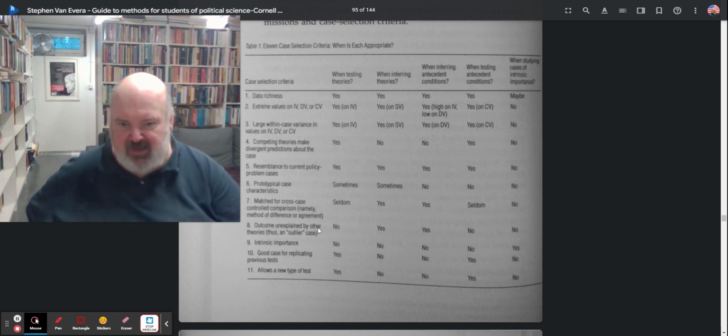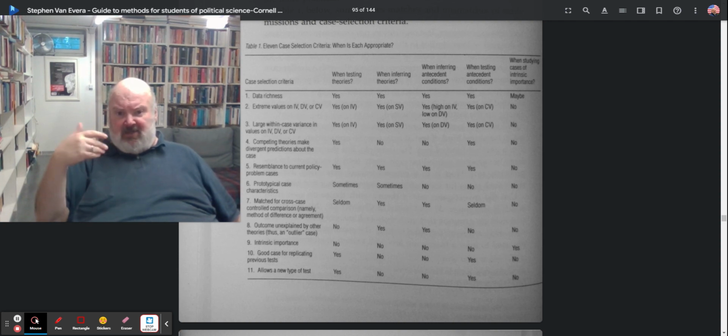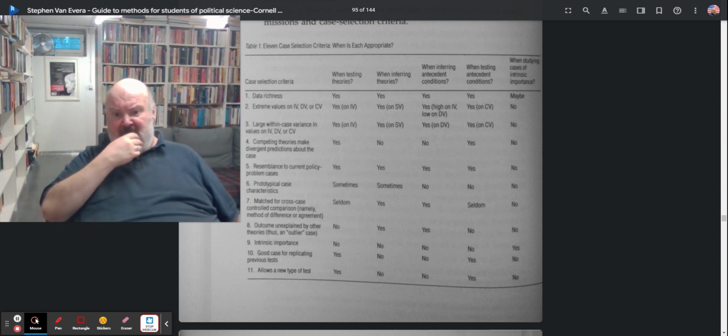Now, outcome unexplained by other theories, such as outlier cases. Well, for testing theories and testing antecedent conditions, no. These are not used for these two things. They're only good when you want to infer new theories or infer antecedent conditions. So outliers are only good if you're trying to find, not test the theory, but rather find an antecedent condition, right?